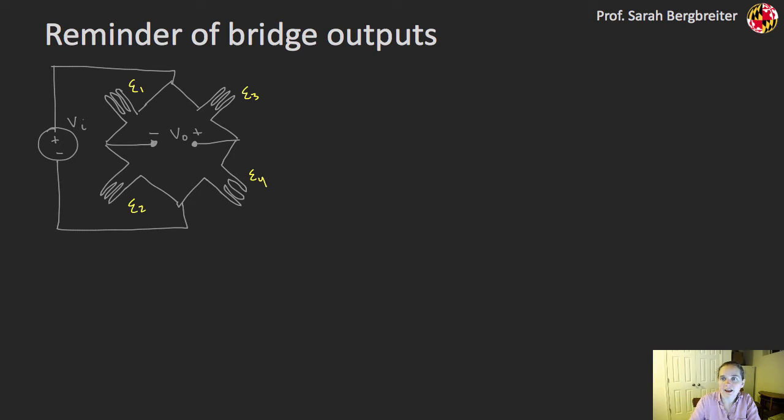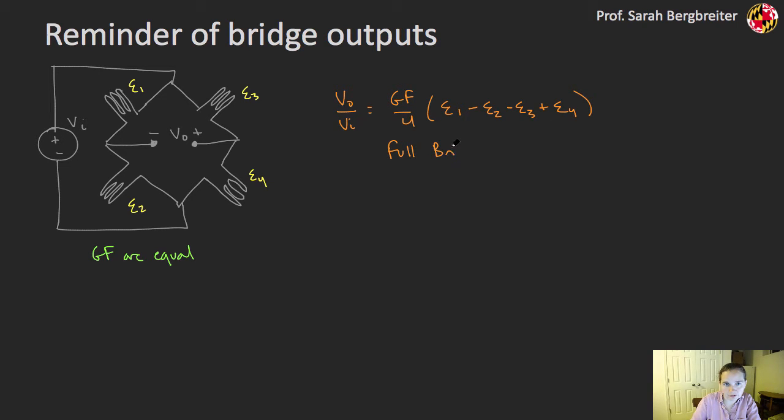epsilon 4. And in this case, I'm going to assume that all of the gauge factors are equal, meaning that each of these strain gauges is effectively the same gauge, right? It might be positioned differently on something that I'm trying to measure, but each is the same gauge. And given this, I have my V out defined like this. I have a V in to the bridge like so. I can define my transfer function, my V out over my V in, as the gauge factor over 4 times epsilon 1 minus epsilon 2 minus epsilon 3 plus epsilon 4.